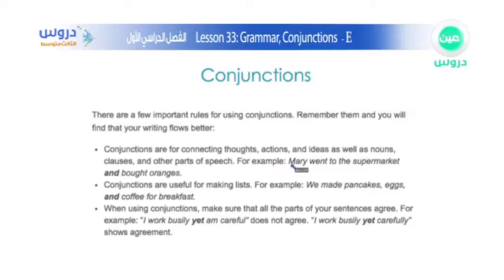For example, Mary went to the supermarket and bought oranges. Here we connected buying the oranges to going to the supermarket. We connected between them by using and. Conjunctions are useful for making lists. For example, we made pancakes, eggs, and coffee for breakfast.